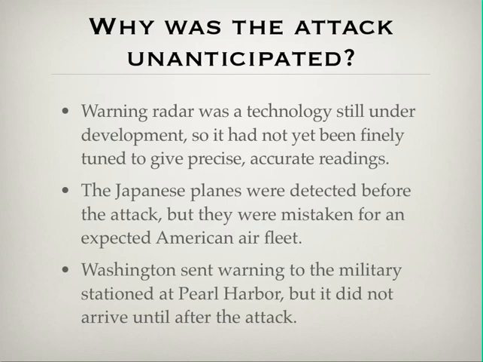Well, part of this was due to the fact that the warning radar technology was still under heavy development. It was a new technology that wasn't exactly precise. It hadn't been finely tuned to give really accurate readings yet. So, the Japanese planes actually were detected by this warning radar before the attack, but they were mistaken for an American air fleet that was expected from the West Coast. Then Washington, as soon as they found out about the attack, sent warning to the military stationed at Pearl Harbor, but unfortunately, that warning did not arrive until after the attack.